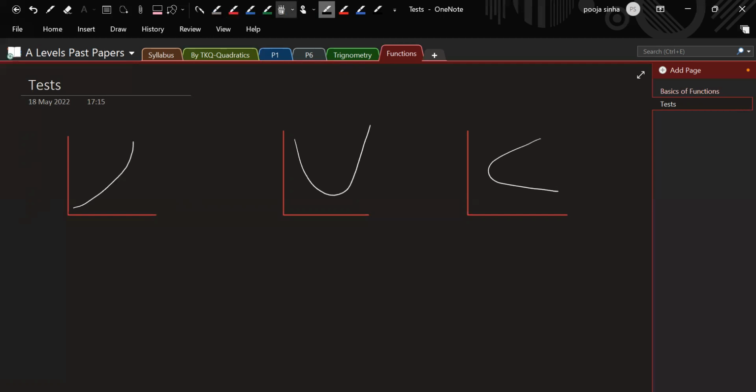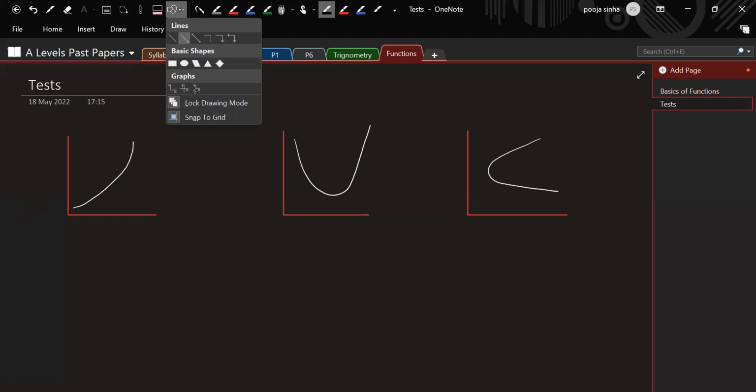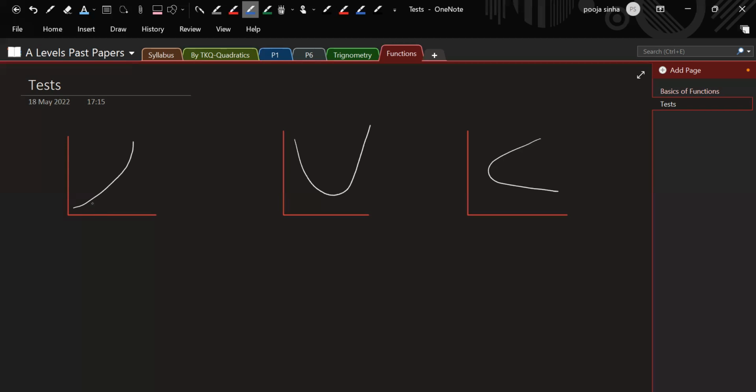I'm trying to understand what happens if I give an input to this graph. Suppose my input is like this. This is my input. What will happen to the output? That's what I need to understand. Did you get my point?